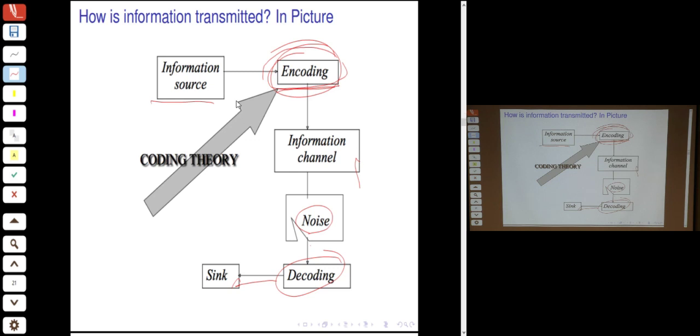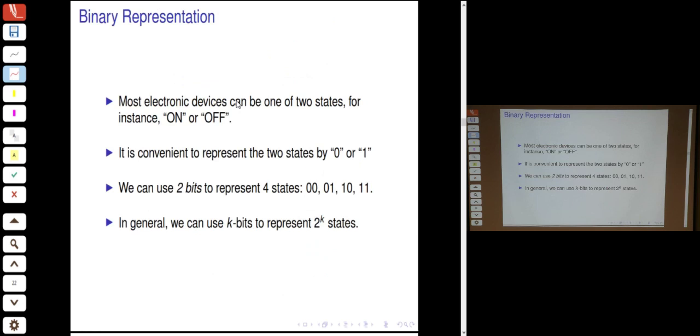So let us see what we have. For electronic devices, one popular representation is binary representation. Most electronic devices can be in one of two states, on or off, and it is convenient to represent the two states by 0 or 1. If you want to represent 4 states, the combination of ons and offs, you can do it using 2 bits: 0 0, 0 1, 1 0 and 1 1. And in general, you can represent 2 to the k states in the form of k bits. Okay.